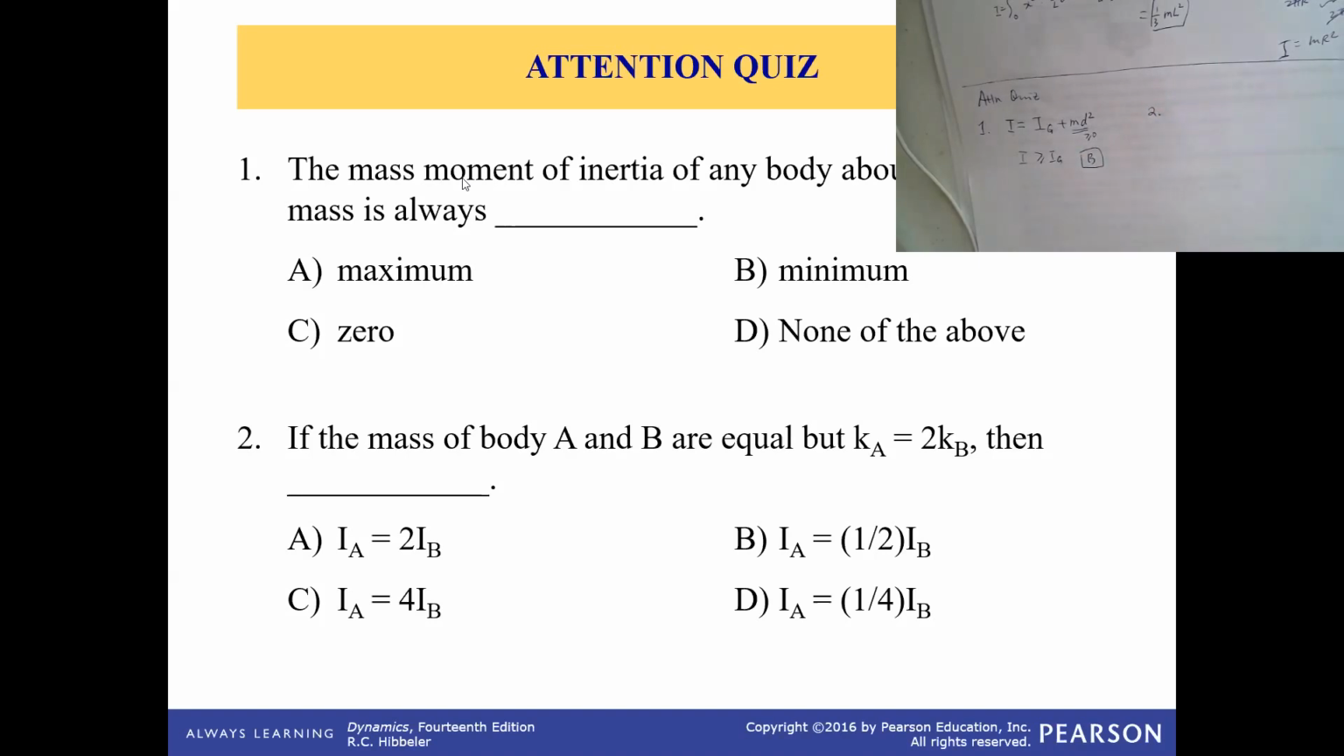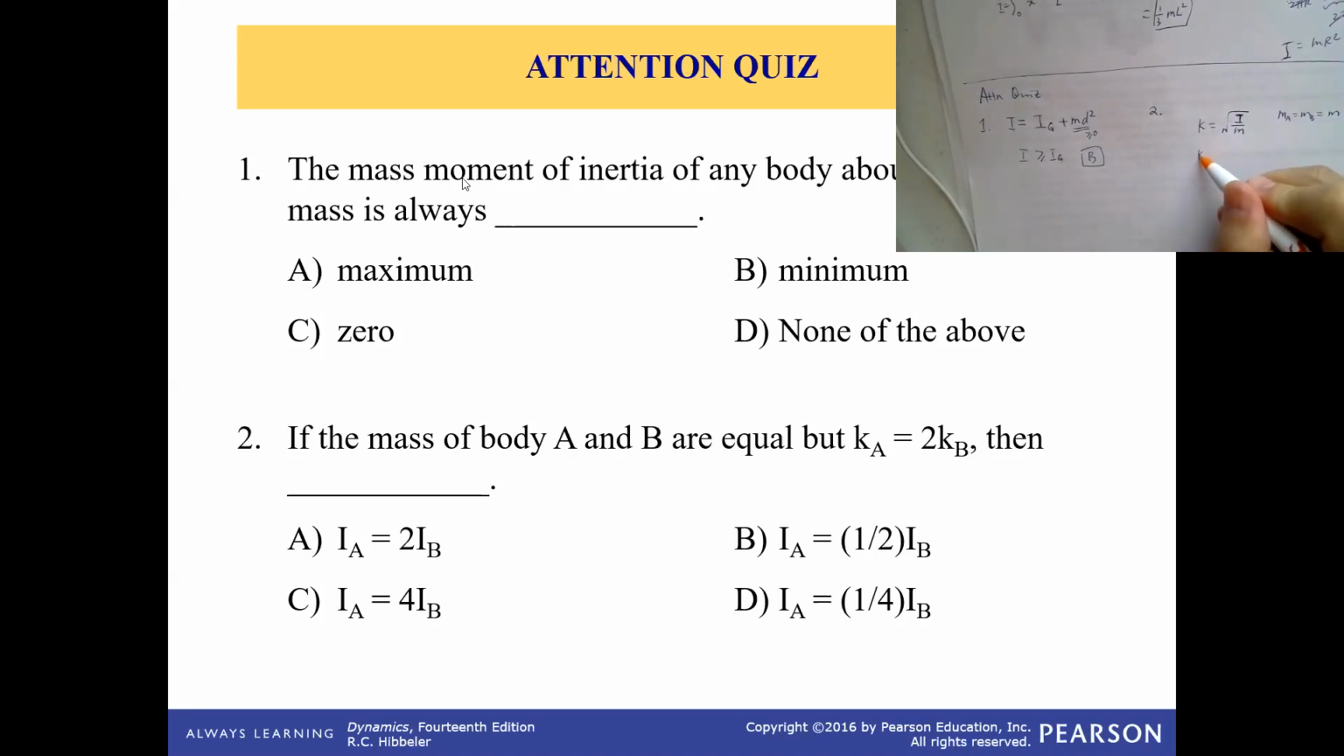The second one says, if the mass of bodies A and B are equal, but Ka equals 2Kb, then what about IA and IB? We should know that K is defined as the square root of I over M, the radius of gyration. If the masses are the same, MA equals MB, so we just use M for both of them.